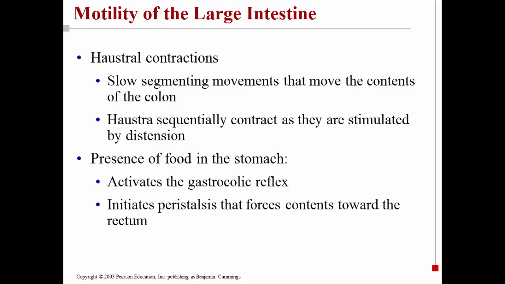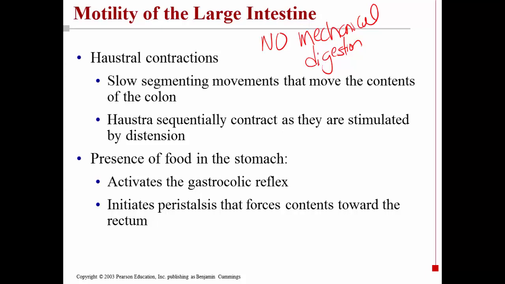So now we move into the large intestine. And what happens in the large intestine? Is there any mechanical digestion? The answer would be no. There is no mechanical digestion in the large intestine. And this is because it's waste. So there's no need to further break it down because it's not going to be absorbed.